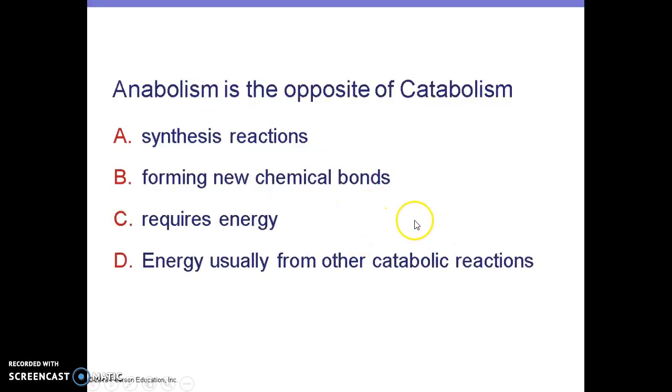Anabolism is the opposite of catabolism. Anabolism is building. Catabolism is breaking down. You have to build something before you break it down. A comes before C. Anabolism requires energy. Catabolism releases energy.